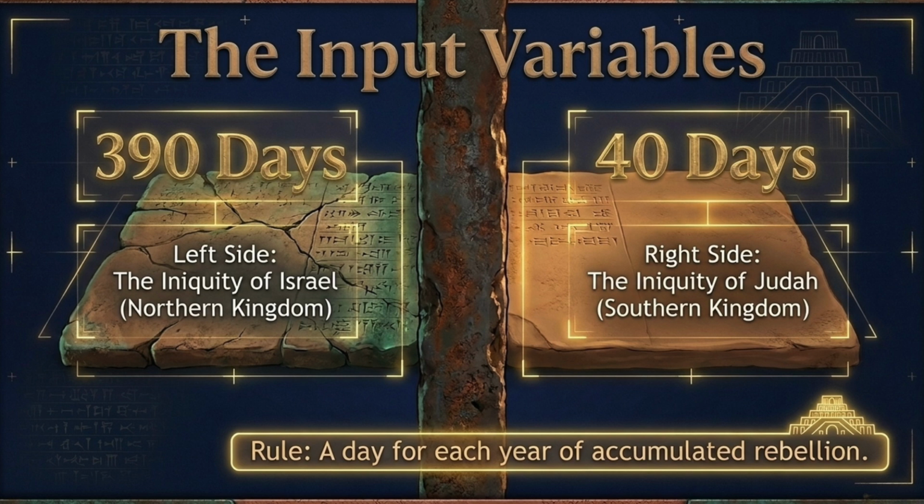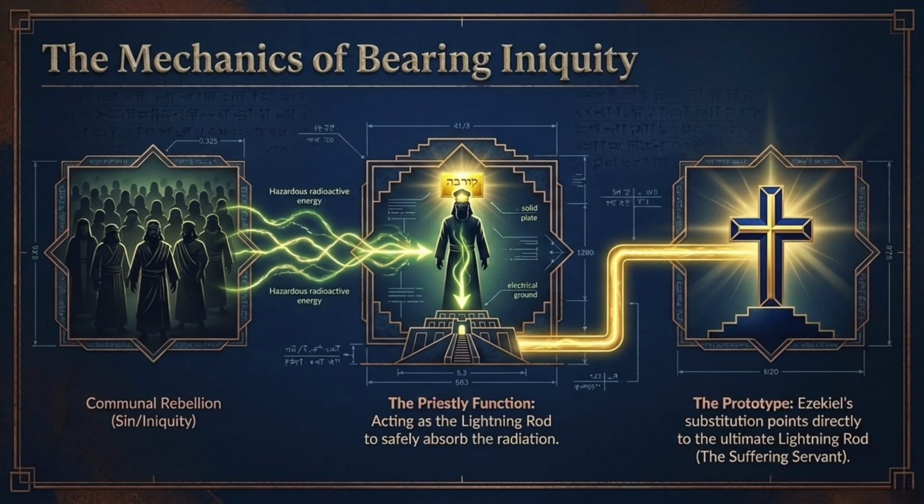Absolutely. Why would anyone be commanded to subject themselves to this? What is the actual mechanism at play here? Well, what's fascinating is that the underlying mechanism is profoundly theological. And the study group focuses heavily on a specific phrase used in the biblical text. Okay, what phrase? Ezekiel is told he must bear the iniquity of the house of Israel and Judah. Bear the iniquity. Right. Now, to modern ears, bearing iniquity just sounds like a poetic way of saying taking the punishment. Yeah, just taking the fall.